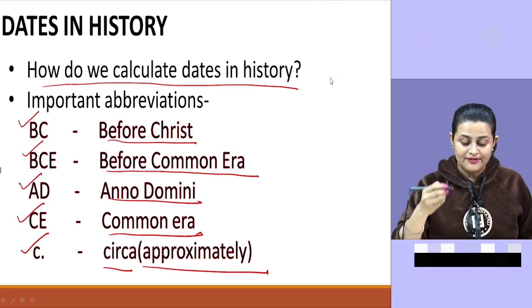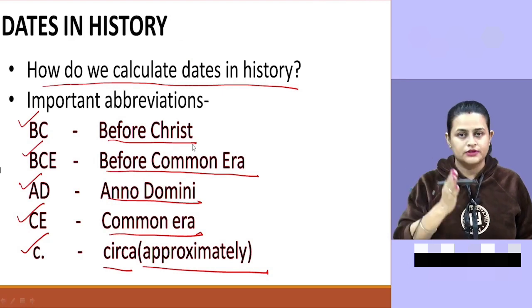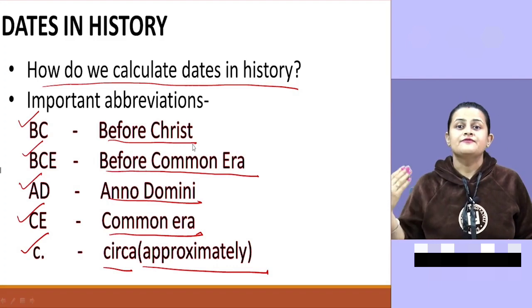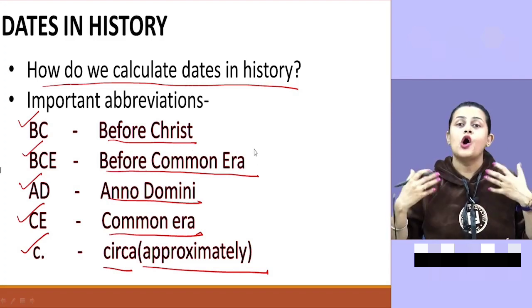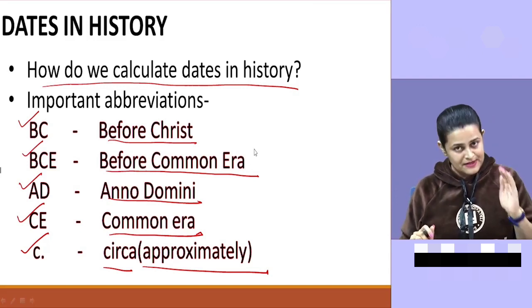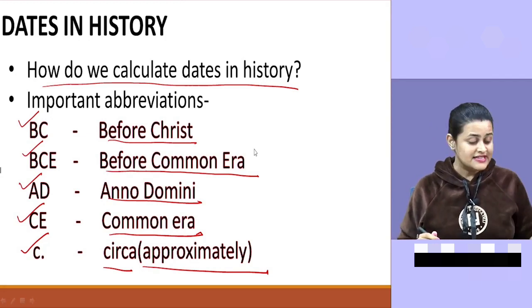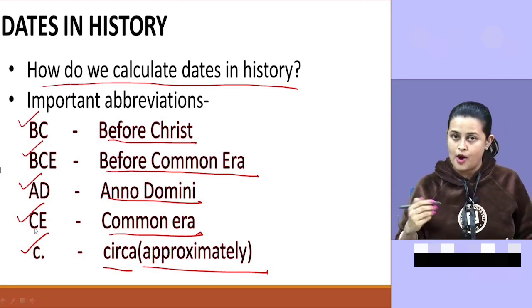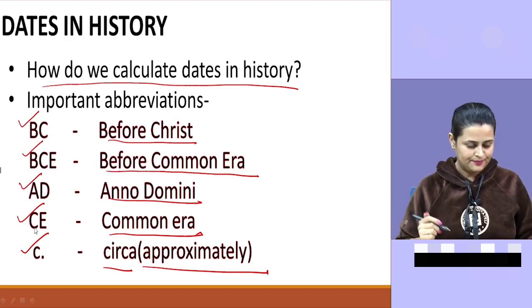Now, when we talk about BC, it is before Christ, which means before the birth of Christ or before Common Era. Nowadays, we have started calling it BCE. That is a more plausible term. Otherwise, BC and BCE denote the same thing. When we say AD, which is Anno Domini or after the birth of Jesus Christ, and CE, Common Era, these two abbreviations denote the same thing.